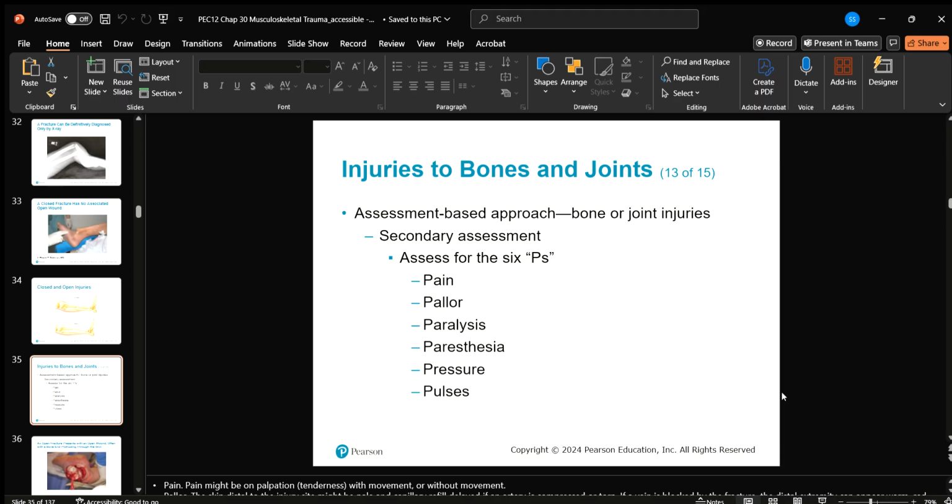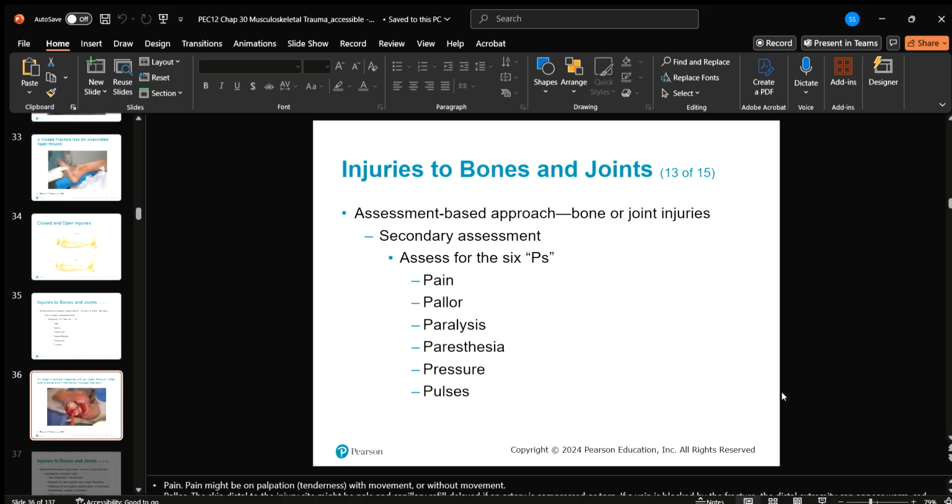Paralysis, the inability to move it. Paresthesia, that numbness and tingling. Pressure, maybe they're not having pain, but they just feel a buildup of pressure. And then pulses, we want to assess the pulse. And like I was saying earlier, it's important to always assess both extremities at the same time so that you can compare.